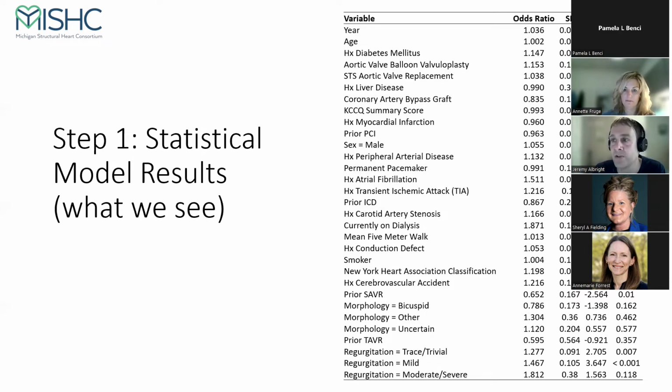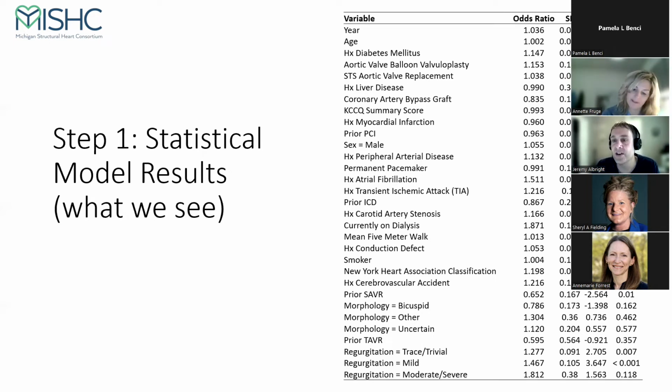So we have this column, it's called an odds ratio. That tells us if it's greater than 1, it means that as that person's age increases, for example, they're more likely to have a readmission. If they're male, they're more likely to have a readmission. If they're a smoker, they're more likely to have a readmission. And if it's less than 1, it means that they're less likely to have a readmission.